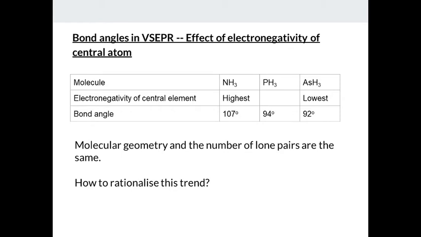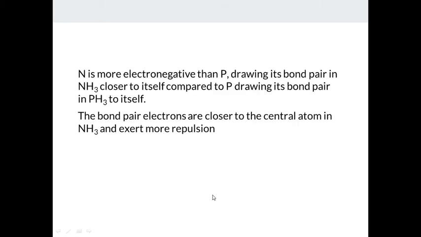So let us take a look at another correction that we must make to VSEPR theory, which is the effect of electronegativity of the central atom. Note that NH3, PH3 and AsH3 have the exact same electronic and molecular geometry, right? Having one lone pair and three bond pairs about the central group 15 atom. However, we do observe that there's significant difference in the bond angle, with the bond angle being highest for NH3 and lowest for AsH3. Now, how do we make sense of this trend?